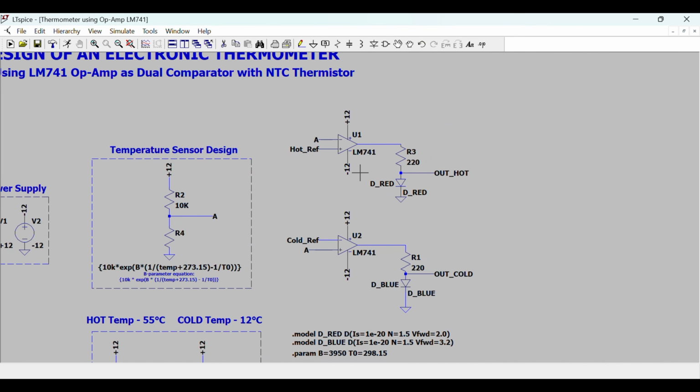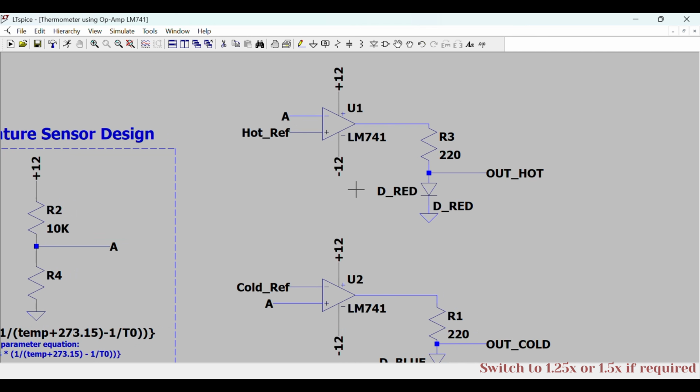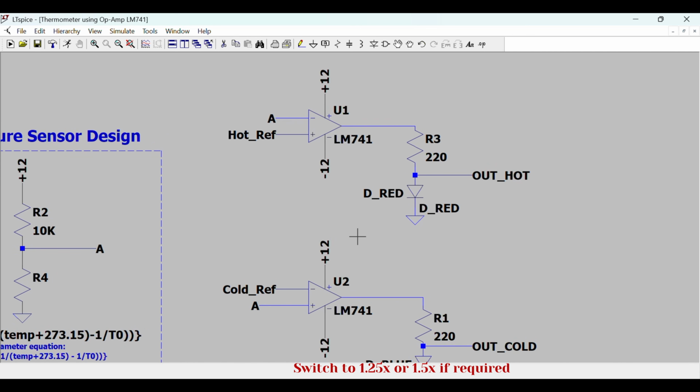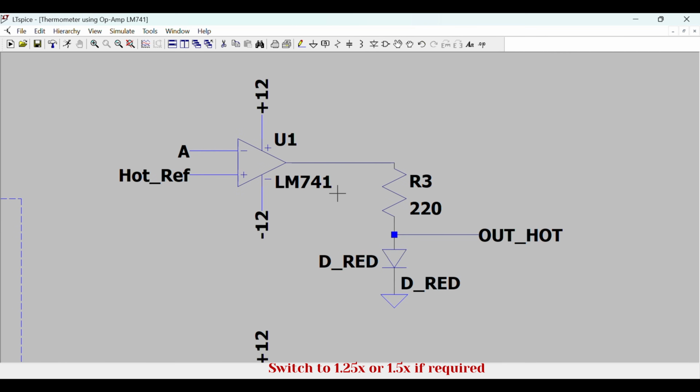Now let us understand the comparator operation. The LM741 is normally used as an operational amplifier. However, when it is used without feedback, it behaves as a voltage comparator. The LM741 has a very high open loop gain. Therefore, even a very small difference between the two input voltages forces the output to either positive saturation or negative saturation. Let us first look at U1.